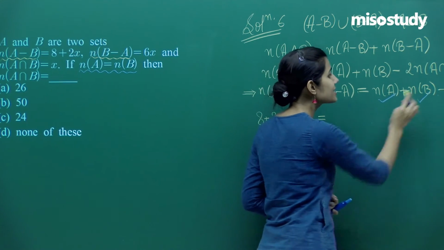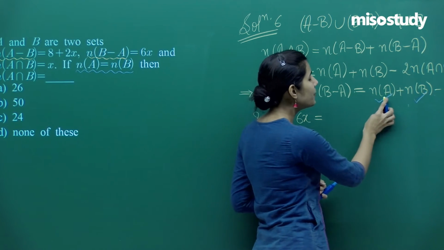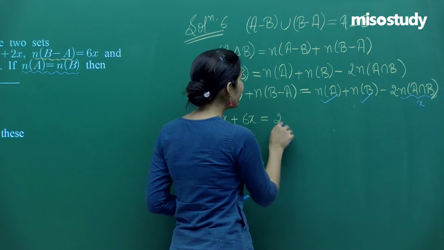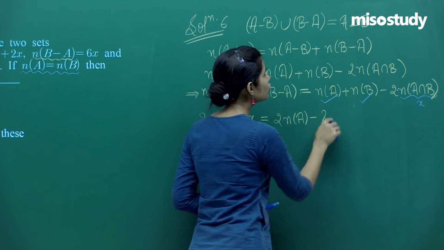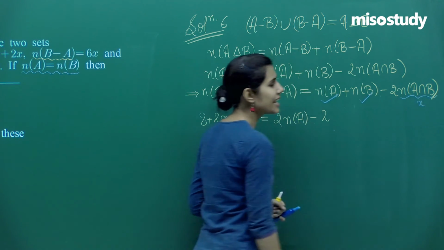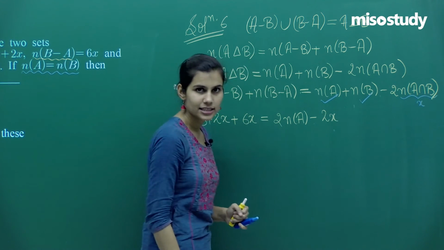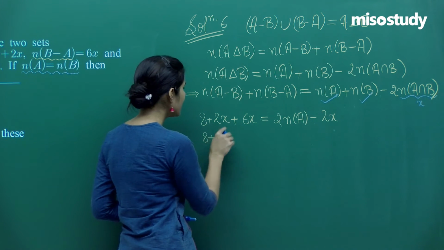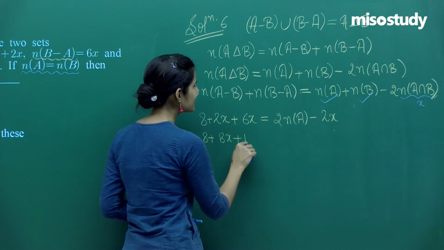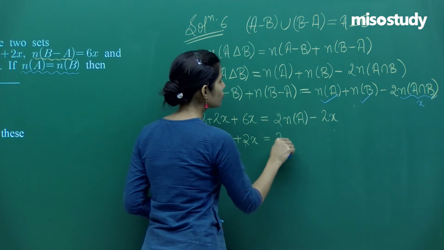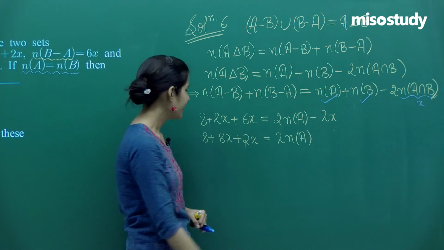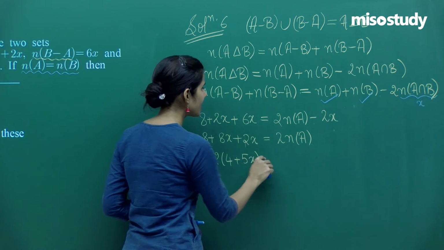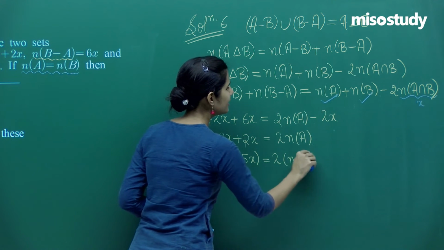The number of members in A plus the number of members in B can be written as the number of members in A plus the number of members in A, because both these numbers are the same, and you get twice the number of members in A minus 2 times x, because the number of members in A intersection B is x. Once you have obtained this, just bring this 2x to the left hand side and you will have 8 plus 8x plus 2x is equal to twice the number of elements in A. 8x plus 2x gives you 10x. Just take out 2 common and write 4 plus 5x equal to twice the number of members in the set A.